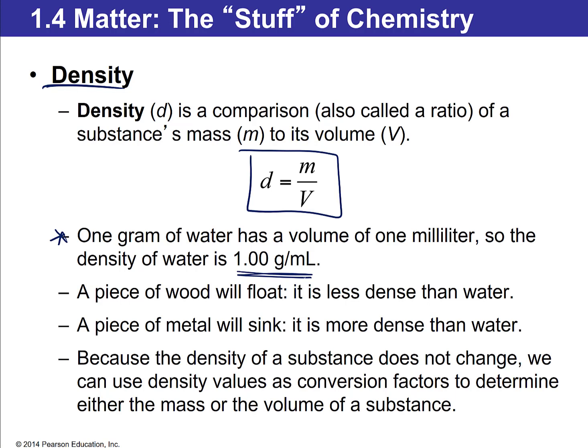But if we know the mass and the density of a substance, we can figure out volume. If we know the mass and the volume, we can figure out density. So we can use this formula as long as we know 2 of the 3, we can solve for it.